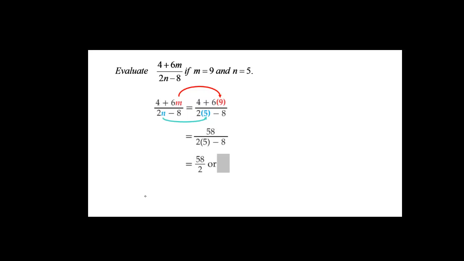So we have 58 divided by 2. Finally, that's our last thing to do, is that division bar right there. And that gives us a value of 29.